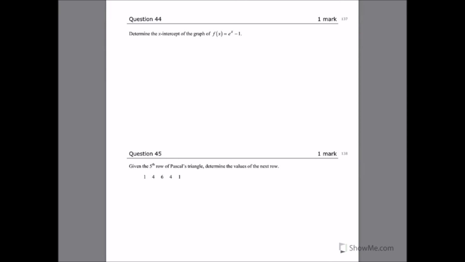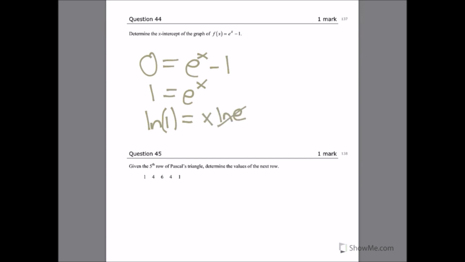Determine the x-intercept of the graph. X-intercept is where y is 0, so e to the x minus 1. So 1 equals e to the x. You could ln both sides, or notice that something to the x equals 1 only when the exponent is 0. But you can also ln both sides. Ln 1 equals x ln e. Ln e is 1. Ln 1 is 0, so 0 equals x.